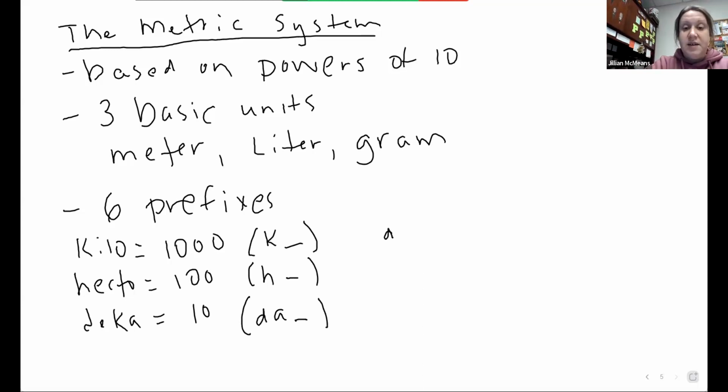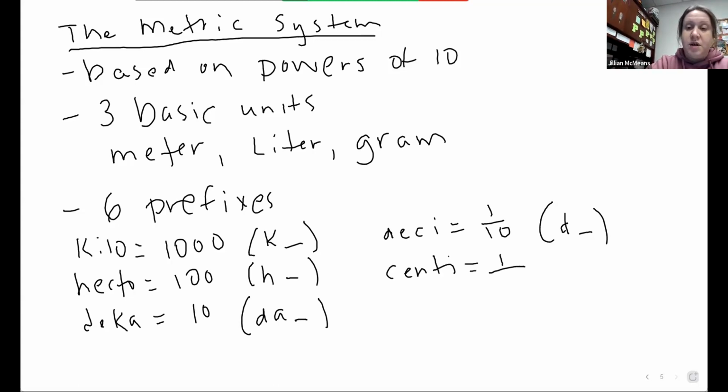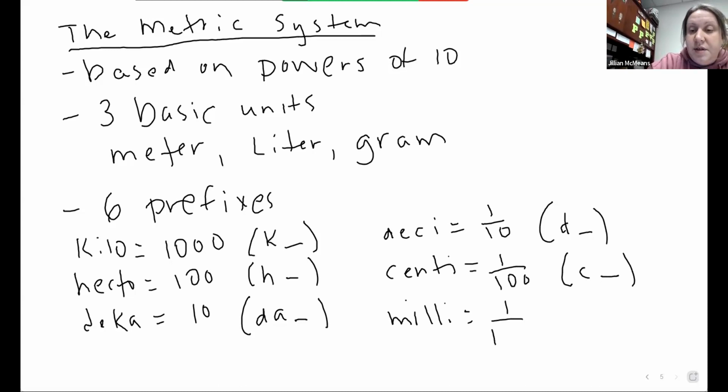Now, we also have deci, which equals 1/10. So the abbreviation for deci is just a plain D, followed by an M, an L, or a G. We have centi, which is 100th. And the abbreviation is just a C, followed by an M, an L, or a G. And then we have milli, which is 1,000th. And the abbreviation would be M, followed by an M, an L, or a G, depending on if you're dealing with meters, liters, or grams. Now, remember, this video, we're talking specifically length, so we're going to focus on just the meter.